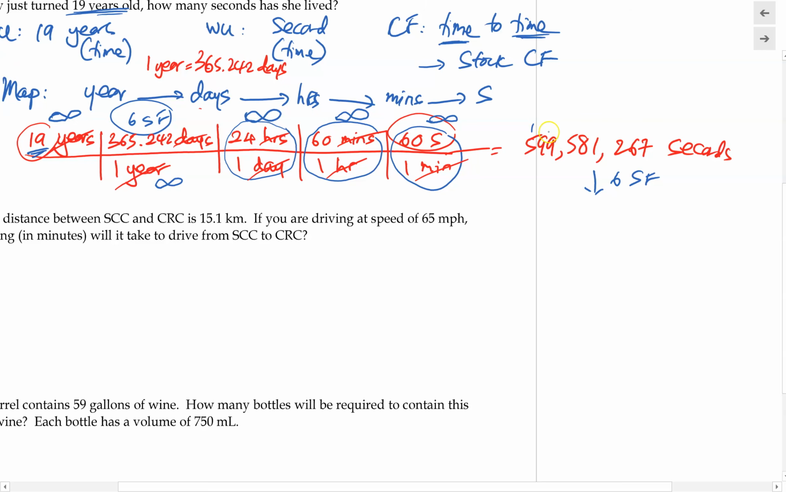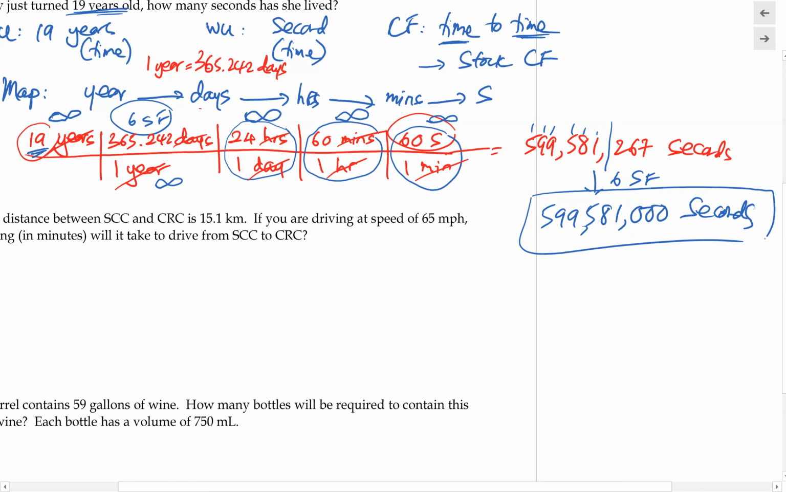So count 6: 1, 2, 3, 4, 5, 6. And that's where we're going to cut off. So this is equal to 599,581,000 seconds. So that will be our final answer.